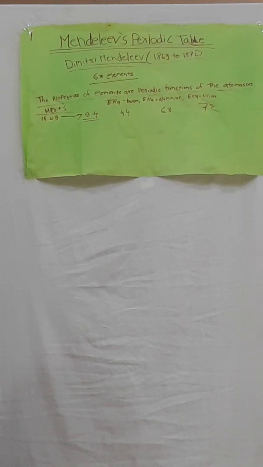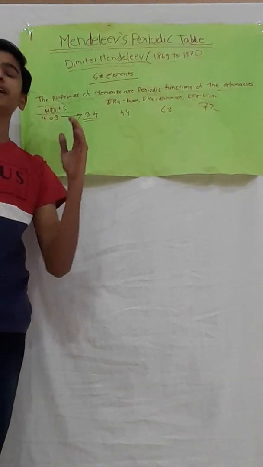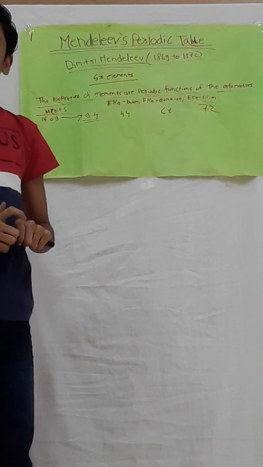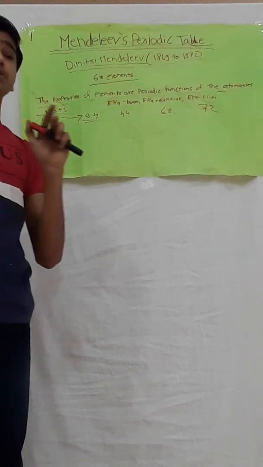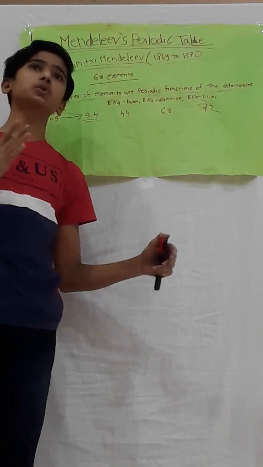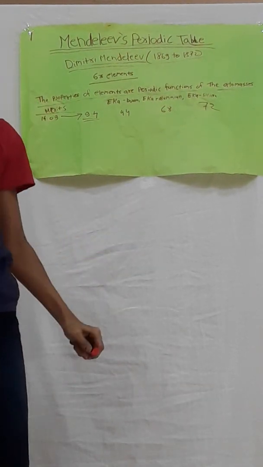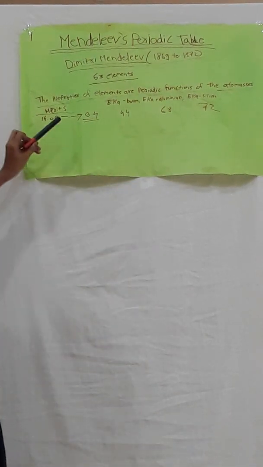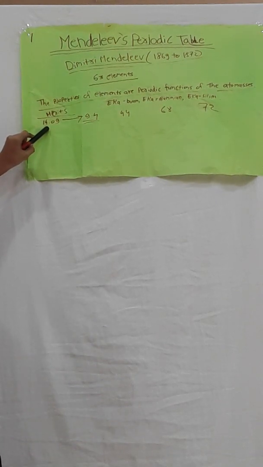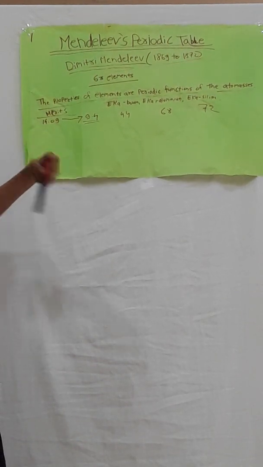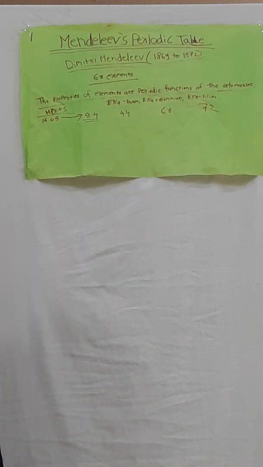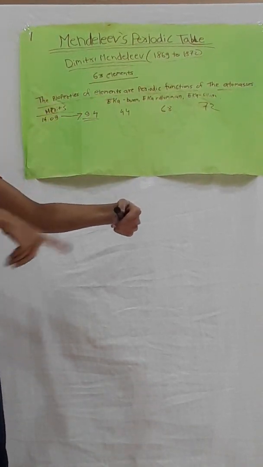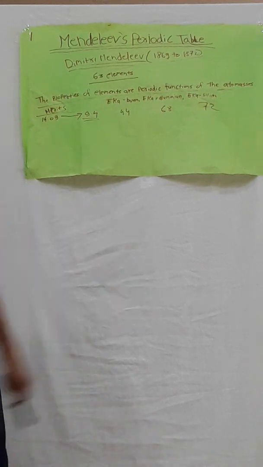Once again, I will repeat it. The merits of the Mendeleev's periodic table. First point: atomic masses of some elements were revised so as to give them a proper place in the periodic table according to their properties. Example, the atomic mass of beryllium was 14.09, which was changed to the correct value 9.4, and it was placed before boron.